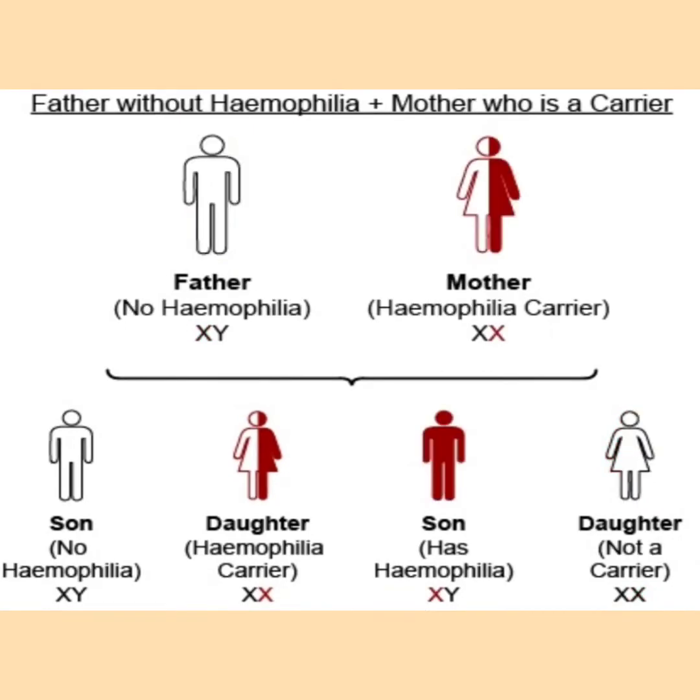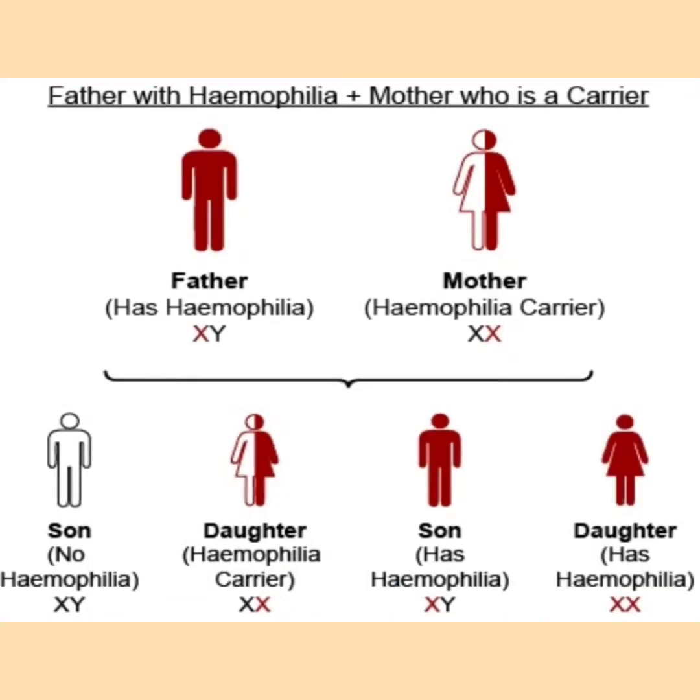Now look at this inheritance. The father has no hemophilia, and the mother is a hemophilic carrier. So the offspring formed are: a son with no hemophilia, a daughter who is a hemophilic carrier, a son with hemophilia, and a daughter who is not a carrier. That means 50% of the daughters are carriers and 50% of the sons are sufferers.